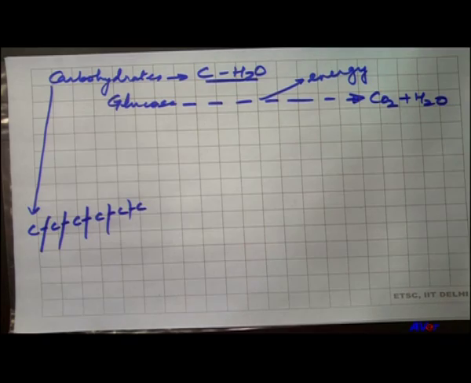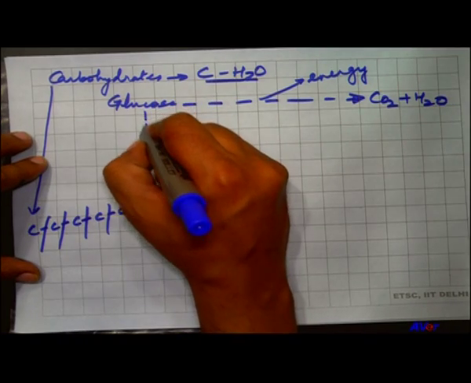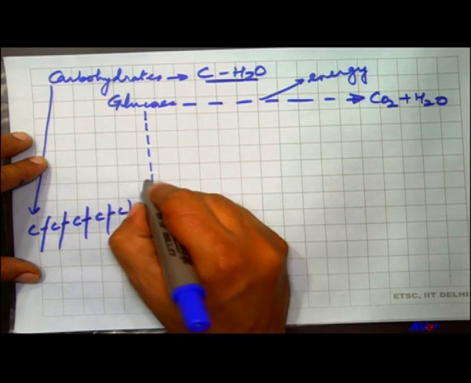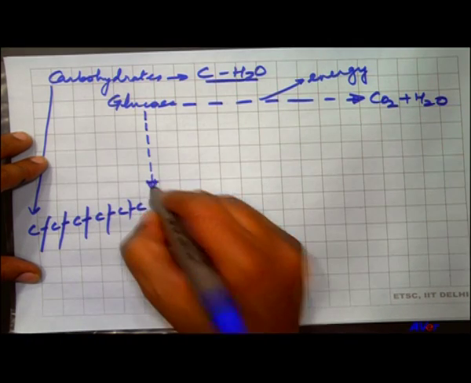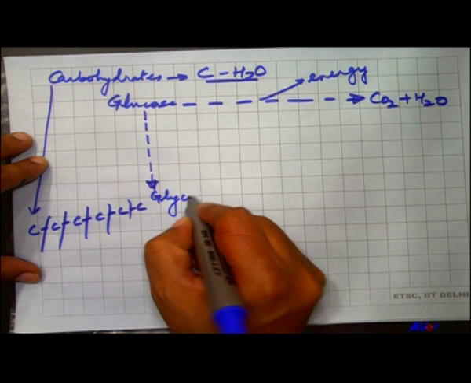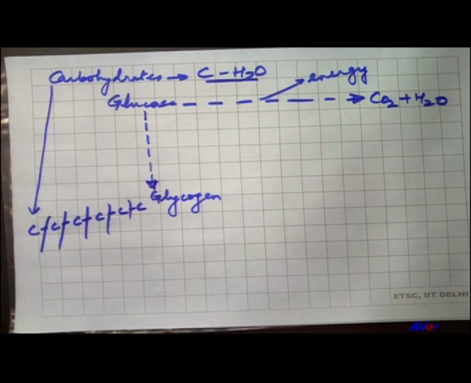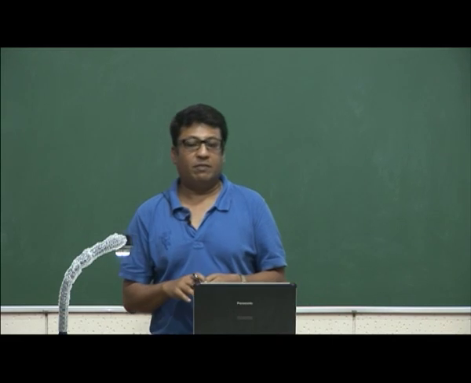Now, this glucose is also utilized in your system to create a polymer called glycogen. Just like starch, glycogen is a polymer. So, in your liver cells, for example, glucose is stored as glycogen.